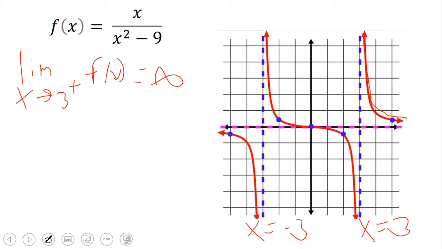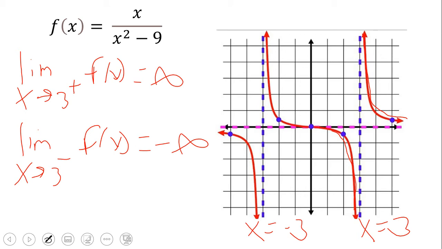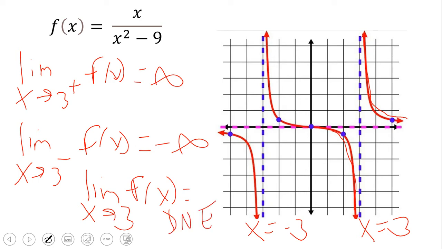Then let's say that you were approaching the limit as x goes to 3, but from the negative side. That would mean that you're on this branch, which means you're getting smaller and smaller and smaller, which means you're going to negative infinity. And then finally, let's say we just want to know the full limit as you approach 3. Well, if you compare the left side approach and the right side approach, sadly, they are not the same. So you would have to say that that limit did not exist.